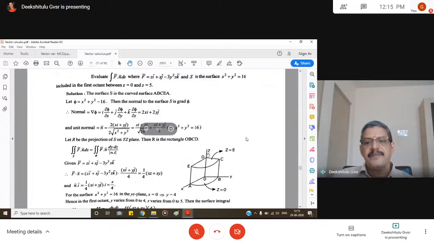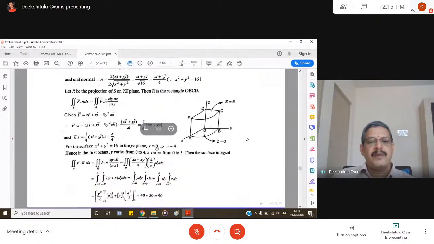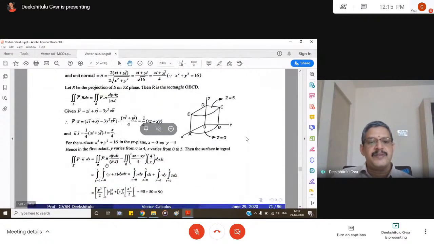This is the yz plane. dy dz by n dot i. So as I said in the previous slide, F dot n is so and so. This is how we do this problem. So F dot n dS is F dot n dy dz by n dot i. So that means xz plus xy by 4 into 4 by x dy dz. So put the limits, we get this.